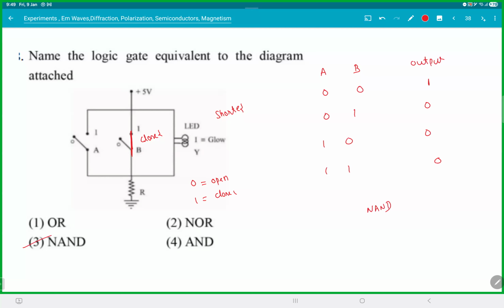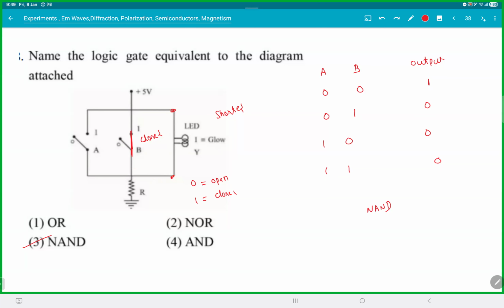Clear with this? Because if you close the switch, the circuit will get shorted. There is no voltage across the bulb. The bulb will not glow. Clear with this? So be careful with that. Check the circuit whether the bulb will glow or not. So don't randomly assume the bulb will glow every time.